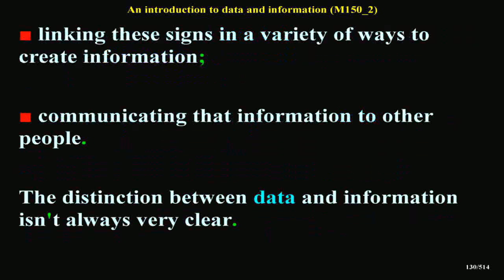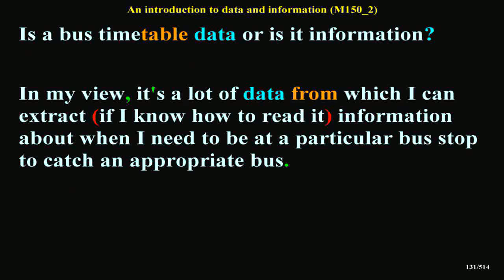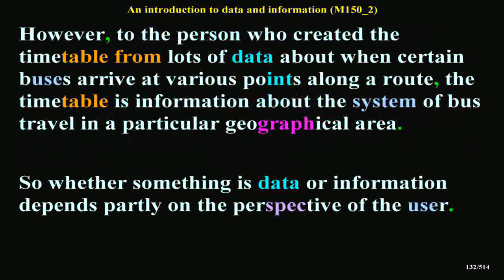The distinction between data and information isn't always very clear. Is a bus timetable data or is it information? In my view, it's a lot of data from which I can extract, if I know how to read it, information about when I need to be at a particular bus stop to catch an appropriate bus. However, to the person who created the timetable from lots of data about when certain buses arrive at various points along a route, the timetable is information about the system of bus travel in a particular geographical area. So whether something is data or information depends partly on the perspective of the user.